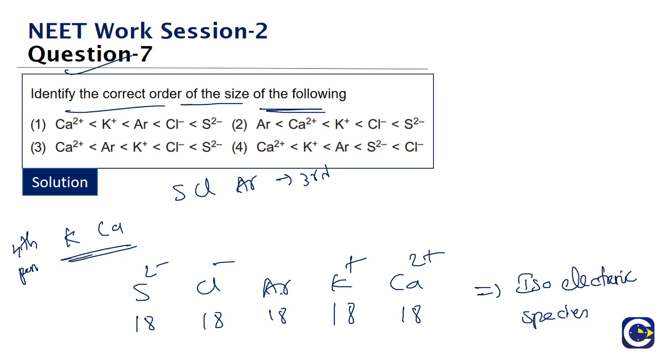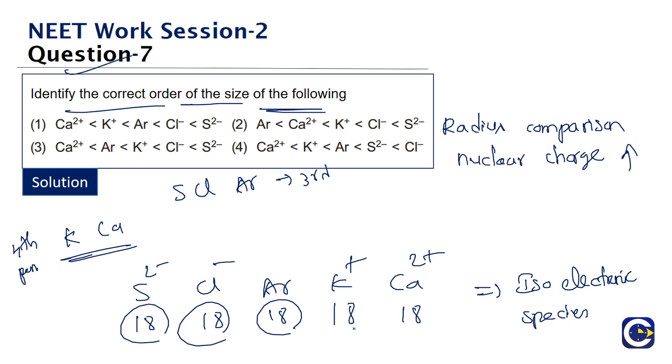Now, for isoelectronic species, the radius comparison will depend upon the nuclear charge. Because in isoelectronic species, the number of electrons around the nucleus is the same, the difference comes in terms of the nuclear charge. So when the nuclear charge is more, the electrons come under greater influence of the nucleus, which means the outermost orbit will be shrinking inwards.